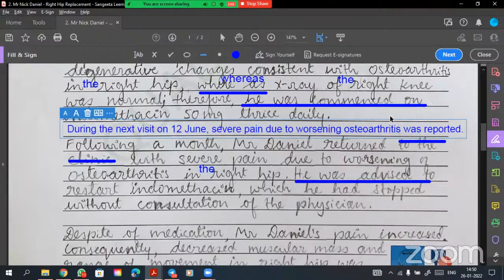So simple as that. Why Mr. Daniel? Why are you pulling Mr. Daniel again and again and again? Okay. And therefore, indomethacin, which was stopped without consulting the physician, was recommenced. Finished. So right, that's it.